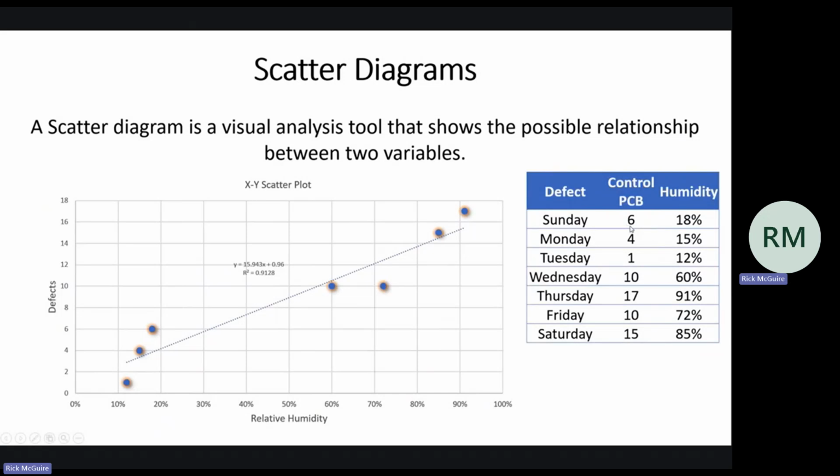So for example, on Sunday, we had 6 defects and 18% humidity. You can see that right here. That's this data point right here. We had 6 defects, 18% humidity.